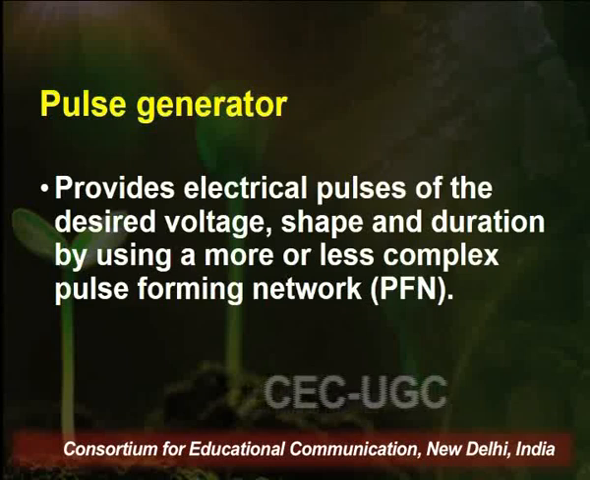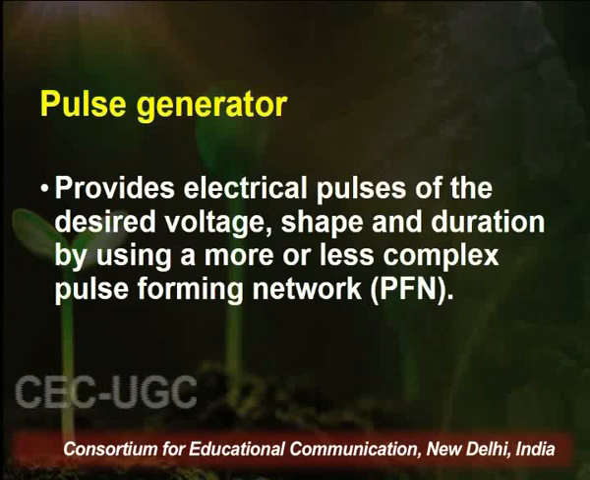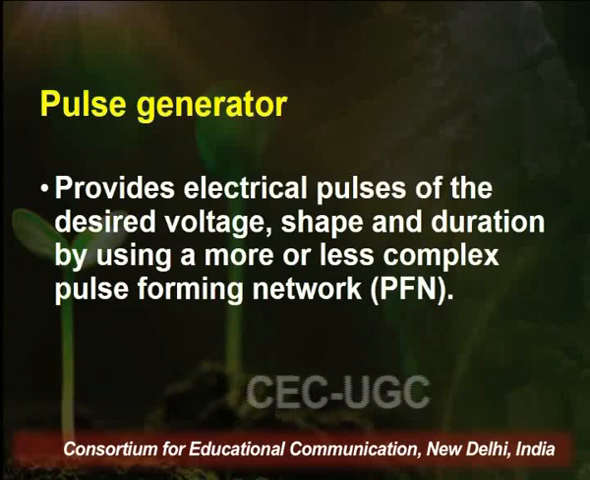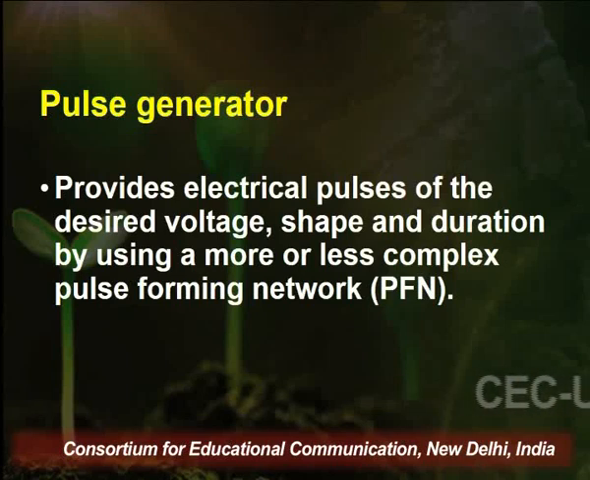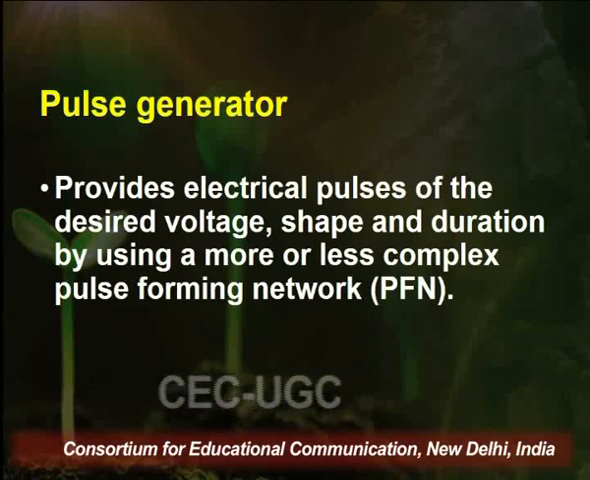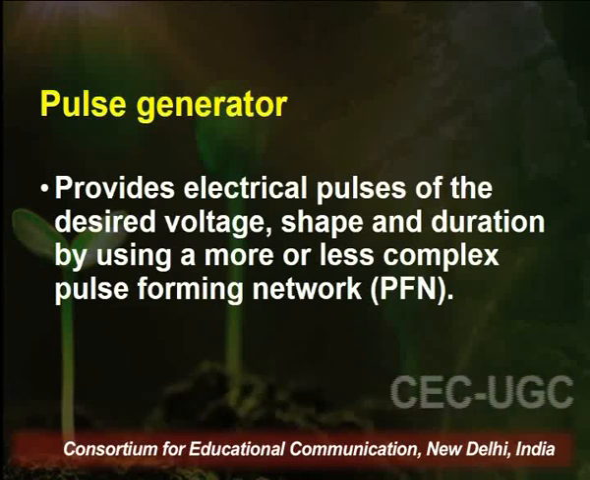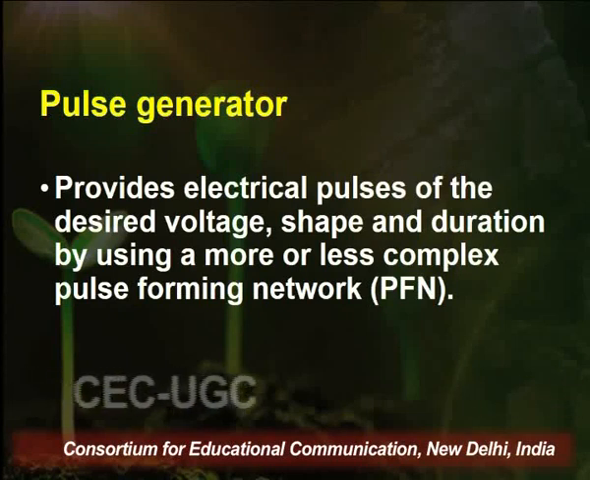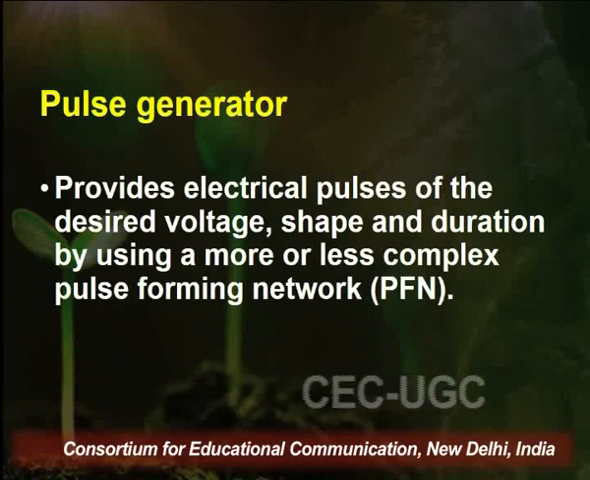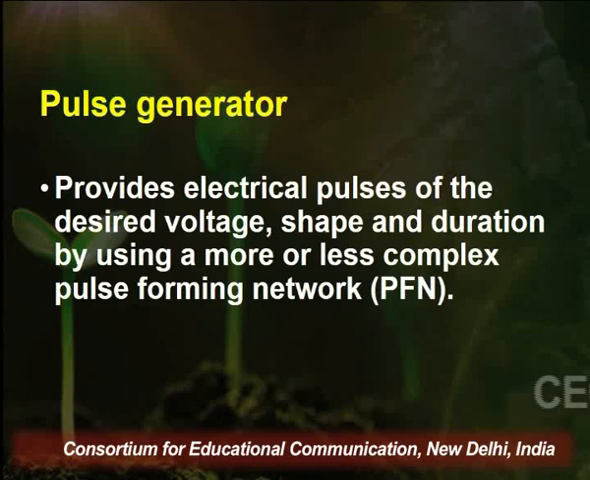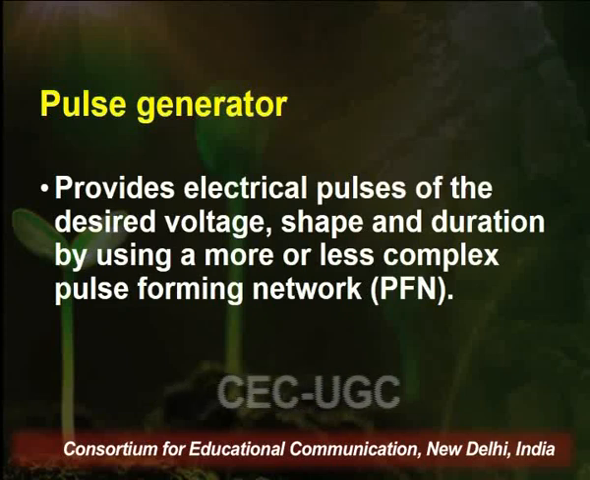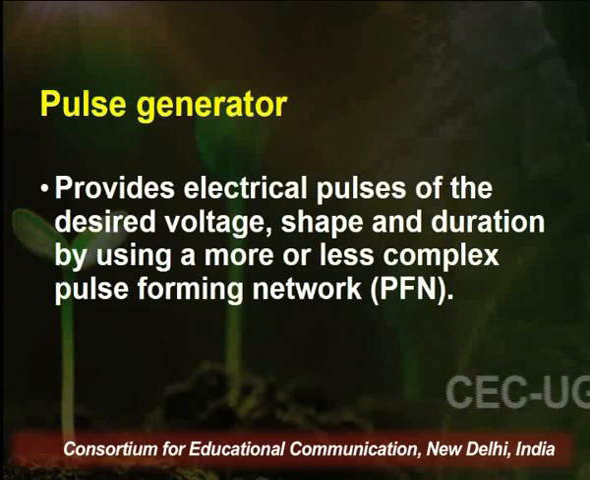Coming first to the pulse generator, as I told you, it is the heart of the pulse electric field extractor, and it produces the electric pulses. These pulses produced by this generator are of desired voltage, they can be of desired shape, and they are produced for the specified duration. All these steps are controlled by different components present in the generator, and these components come together to form a complex network, which we call the pulse forming network.